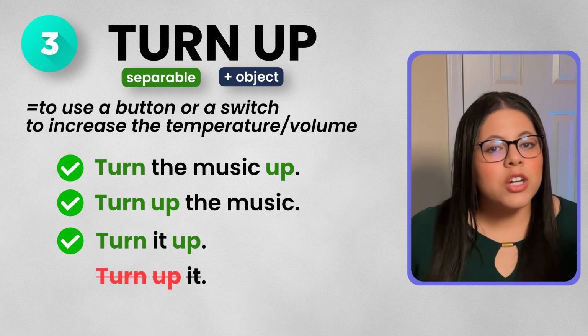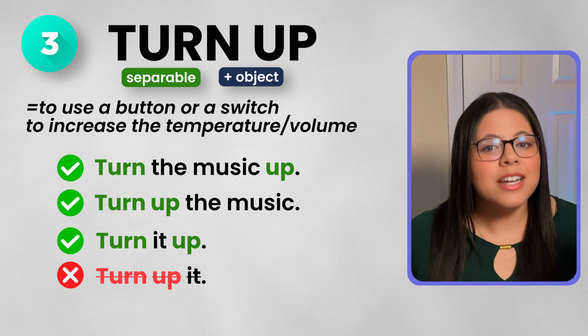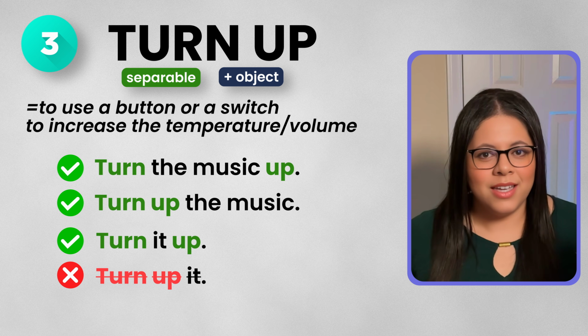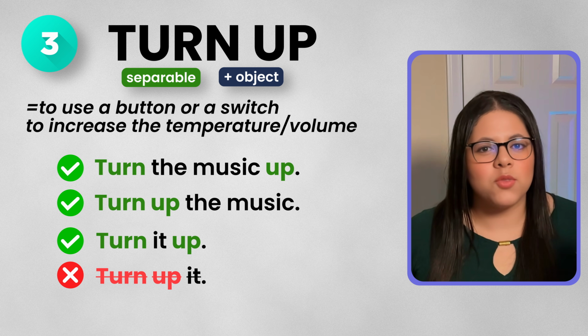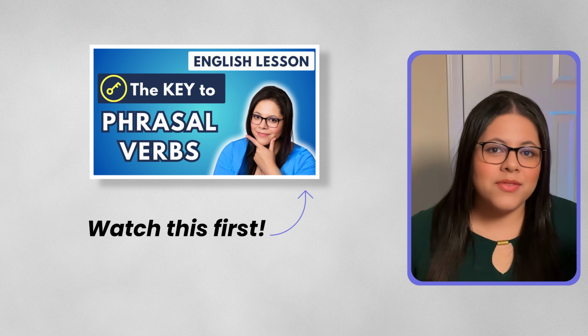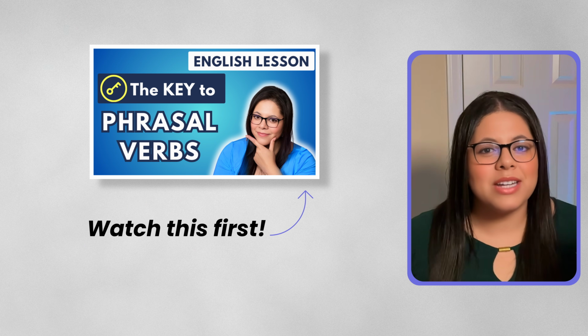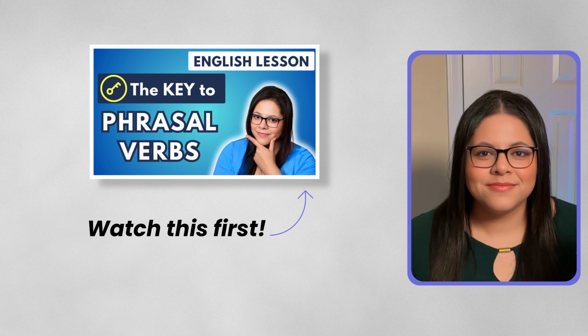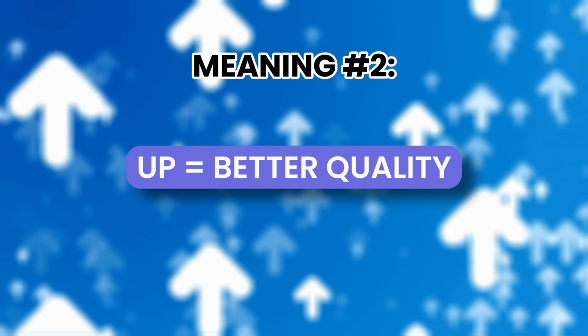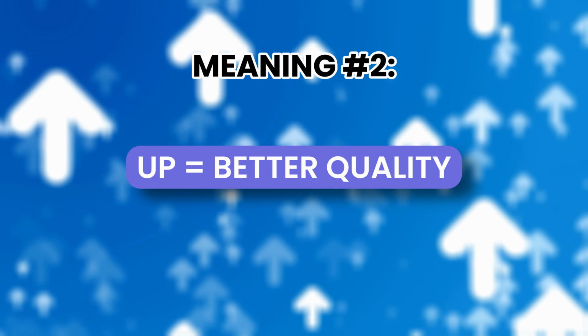You can turn it up, but you cannot turn up it. Remember that pronouns can only be in the middle of separable phrasal verbs. If you don't know why, watch my other video to learn the fundamental rules, then come back and watch this lesson. Our next group of phrasal verbs use the word up to indicate an improved quality of something or someone.